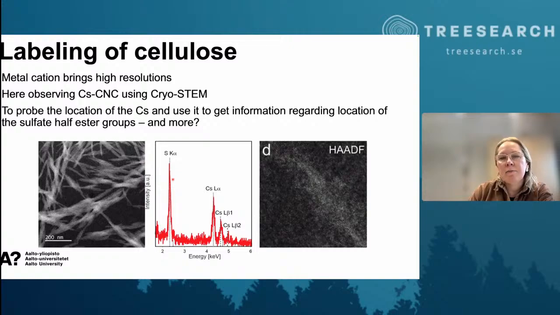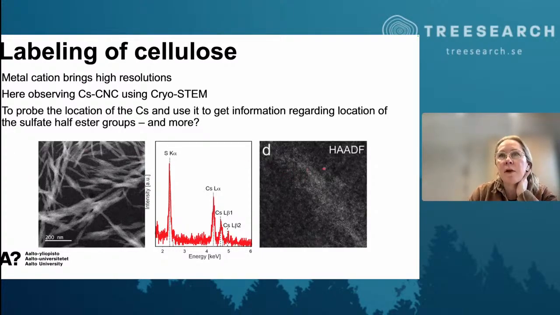And with this instrumentation or equipment that Daniel is using, it allows atomic resolution. And then we also have this annular dark field imaging mode, or high angular dark field imaging mode, which is especially good for heavier elements.